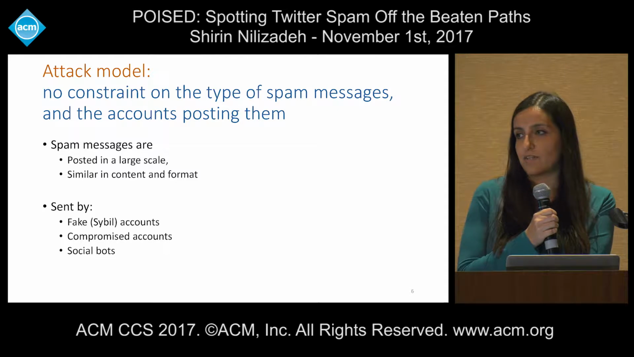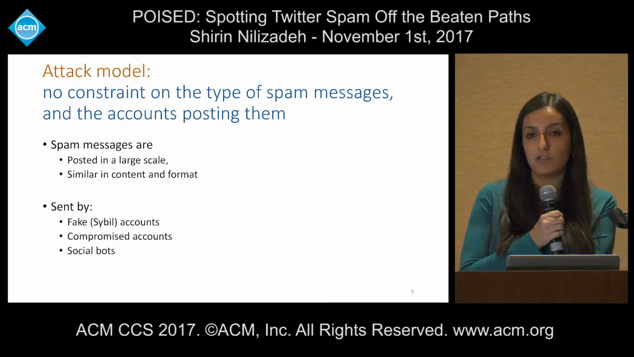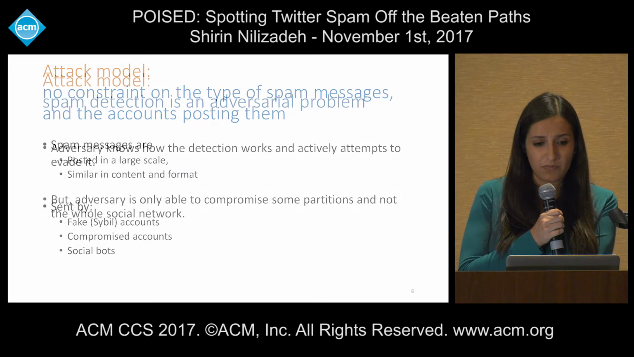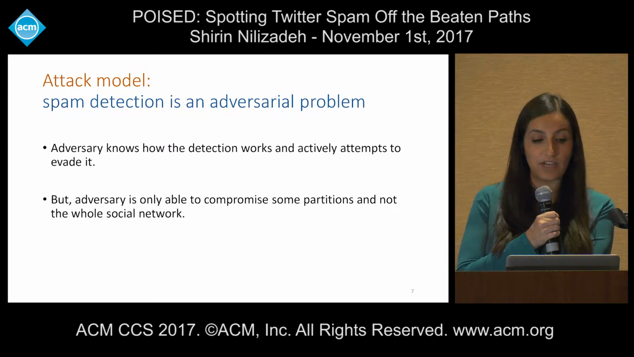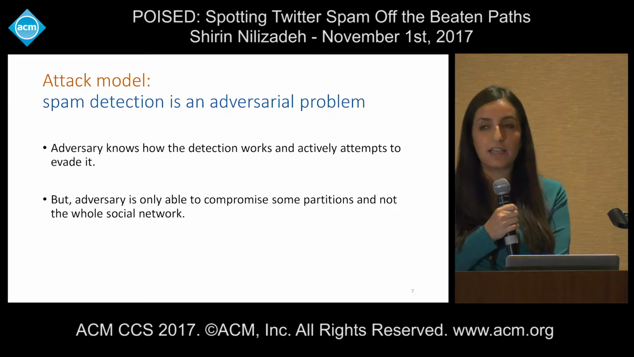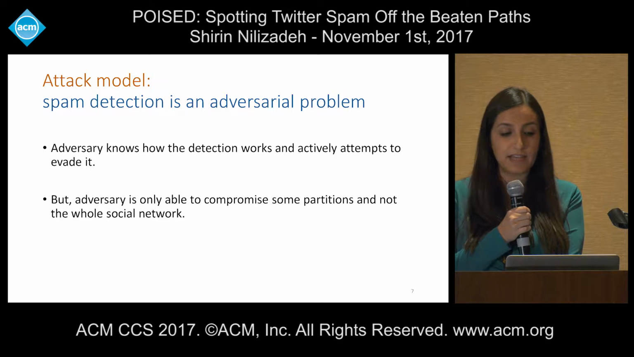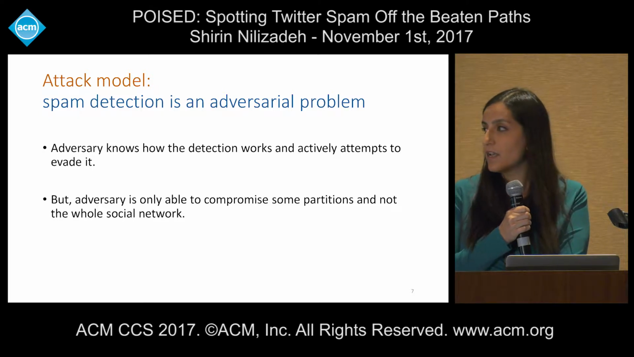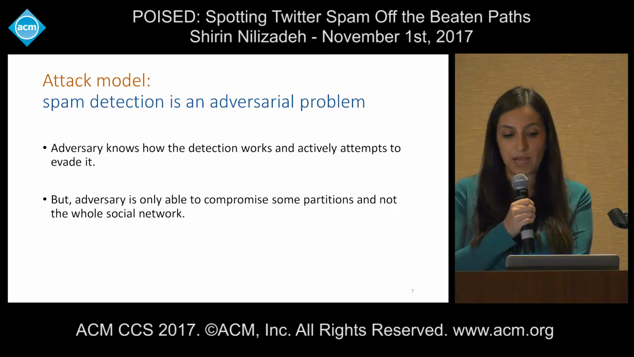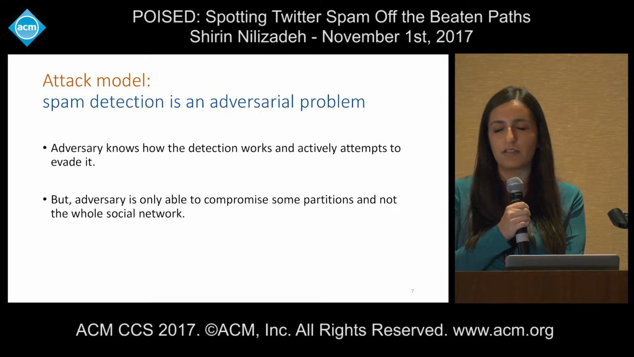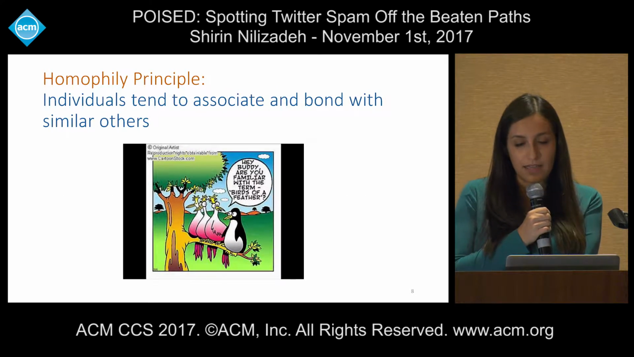Spam detection is an adversarial problem. In a real setting, the adversary tries to understand how detection works and actively attempts to evade it. In our attack model, we assume the attacker has all these capabilities, but we assume that the adversary is only able to compromise some partitions and not the whole social network.